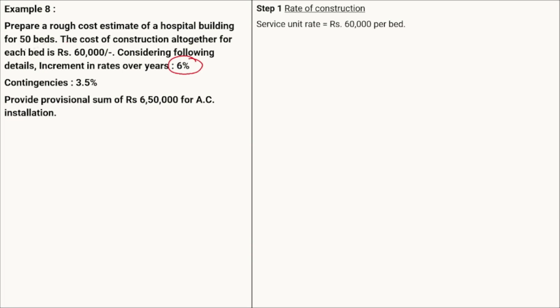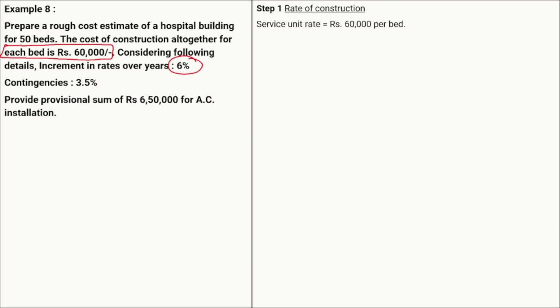Now whatever this rate was, that is, for each bed the rate of construction was 60,000, this rate was old. It may be, suppose, 10 years ago, 5 years ago, whatever. That particular cost of the construction was a while ago. But now, considering the new rates of the materials or the labor rates that have changed, we have to increase that particular rate so that the rate of construction will be more accurate to the current rates in the market.